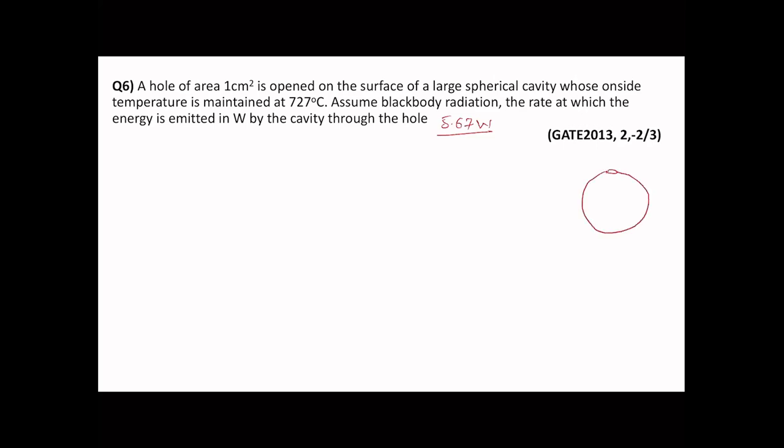So we have a large cavity which is having an opening of 1 centimeter square. The temperature has been maintained at 727 degrees Celsius, which is 1000 Kelvin. Be careful to use the temperature in the units of Kelvin only while using your Stefan-Boltzmann law, which has to be used here to calculate Q. And Stefan-Boltzmann law is A epsilon sigma T to the power 4. It's a black body, so epsilon has to be 1.